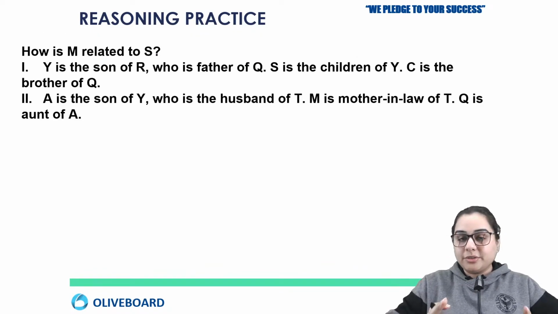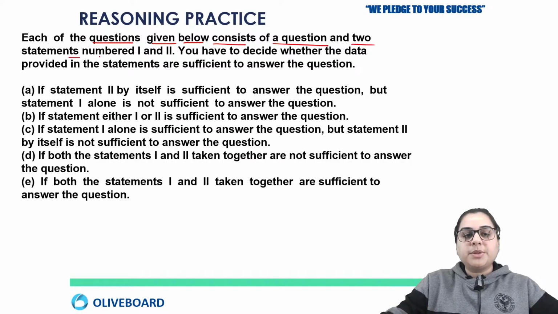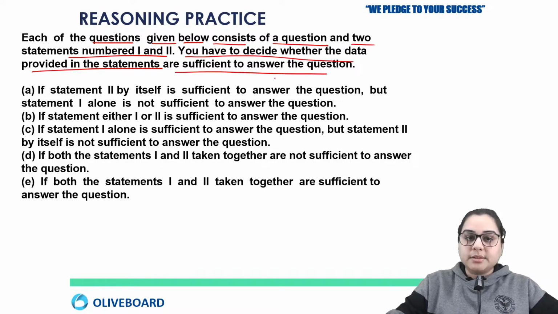Now this is a question of data sufficiency, where you will be asked one question and then you will have two sets of statements. Okay, how are you going to mark the answer here? Each of the questions given below consists of a question and two statements numbered 1 and 2. You have to decide whether the data provided in the statements are sufficient to answer the question. So what are you going to do?